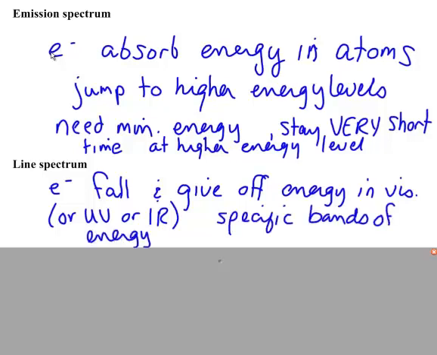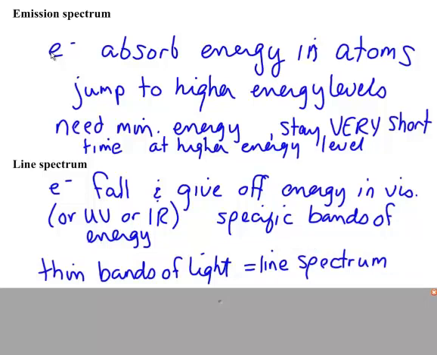So if it's a visible spectrum, they look like lines of color. They're discrete energy levels that the electrons give off, and so discrete bands of light, whether it's visible or infrared or ultraviolet, are what are produced. And this thin pattern of lines of light is called the line spectrum. It's also called a bright line spectrum sometimes, and it looks like this.